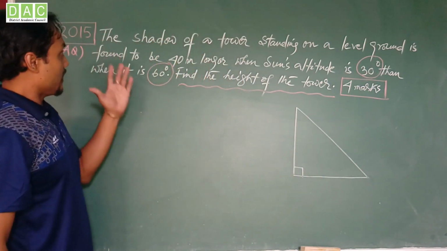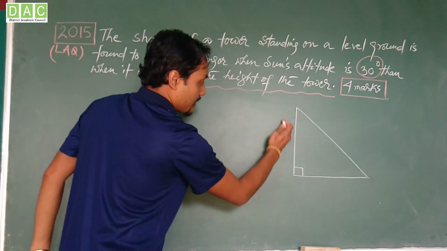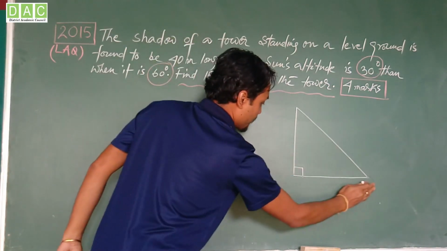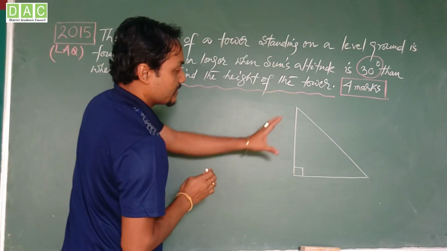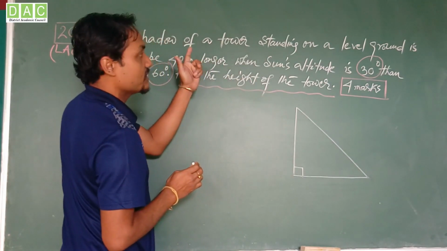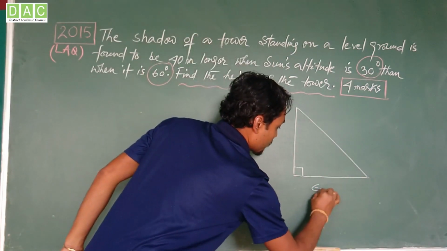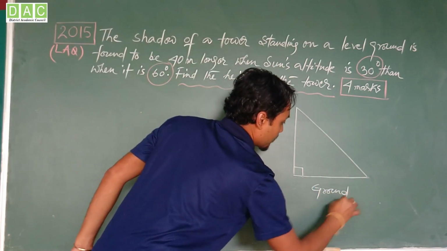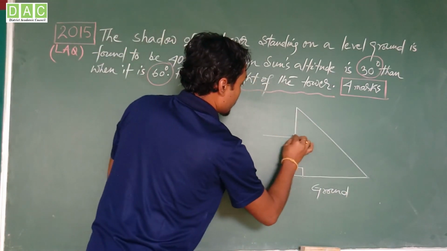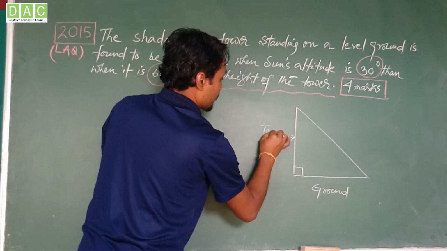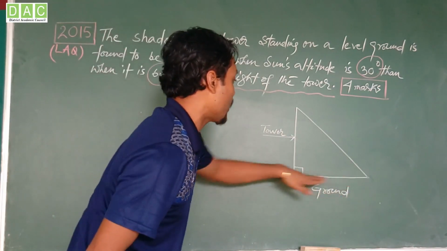Now again we go to the question: the shadow of the tower. Here you see that this is the perpendicular, this is the ground, that is the base, and this is the hypotenuse. Here we have to consider this perpendicular as the tower, which is standing on the level ground. This is the ground level. We mark it as ground, and this is the tower, the vertical height. We mark it tower, and this is the shadow of the tower.